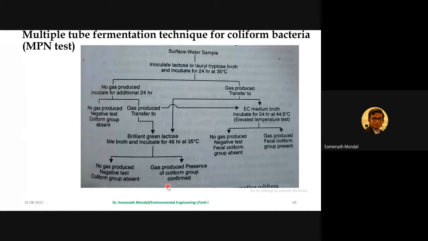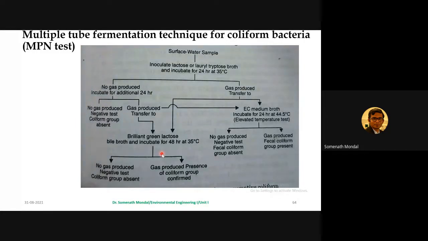On the other hand, once we have got gas produced in the presumptive test, one portion is mixed with the same broth, and the rest of the process is the same. If we get gas produced, the coliform group is confirmed, and if no gas is produced, then we say that there is no coliform present in that sample.